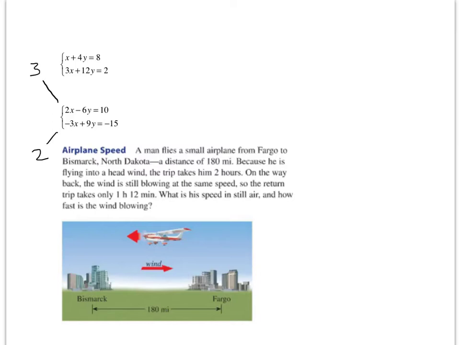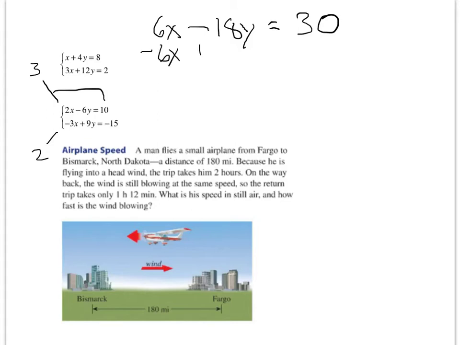So 3 times 2x would give us 6x, and 3 times negative 6y will be a negative 18y, and then we multiply by 3, don't forget, multiply by 3 on both sides, equals 30. Now for the second equation, we get 2 times negative 3x, negative 6x, 2 times 9y, plus 18y equals 2 times negative 15, negative 30.